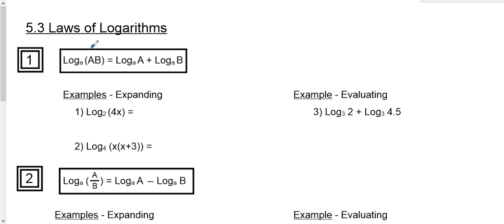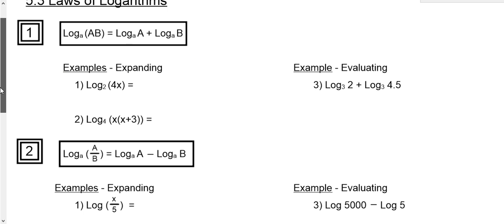The first law of logarithms is to have log base a of a times b equal to 2 separate logarithm functions being added together, as log base a of a plus log base a of b. So let's look at our examples here. Here we are expanding for numbers 1 and 2, and for number 3, I will be evaluating.